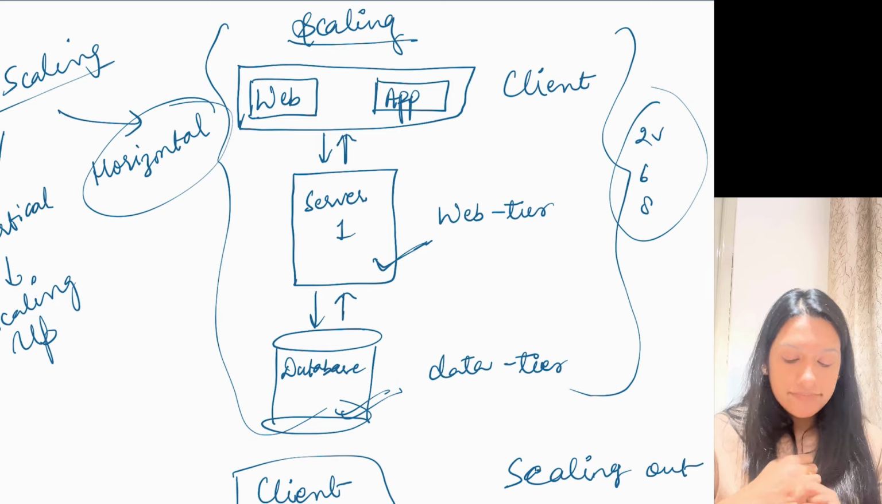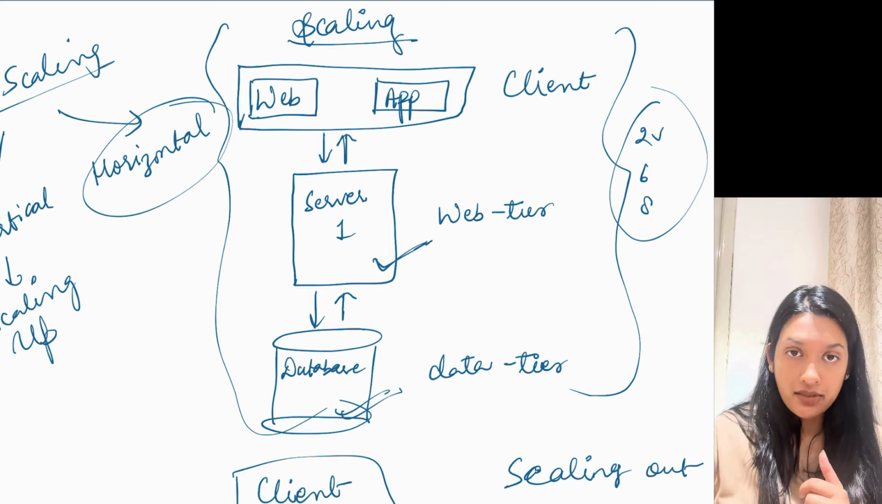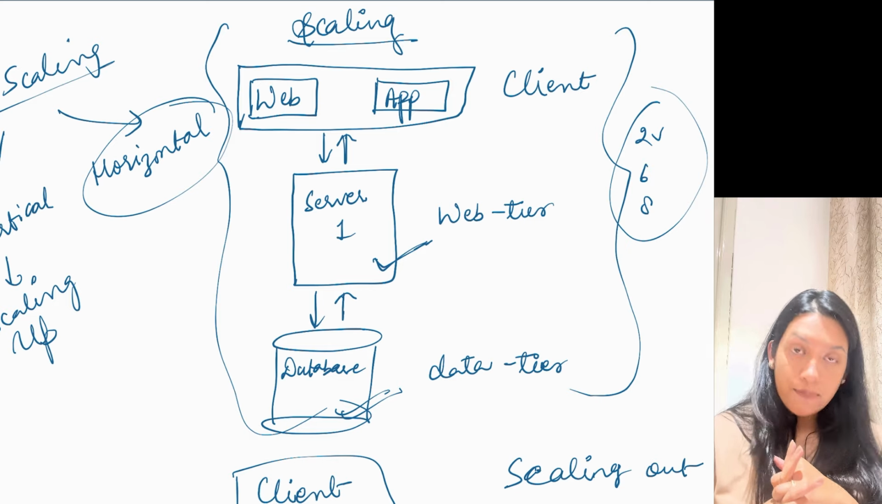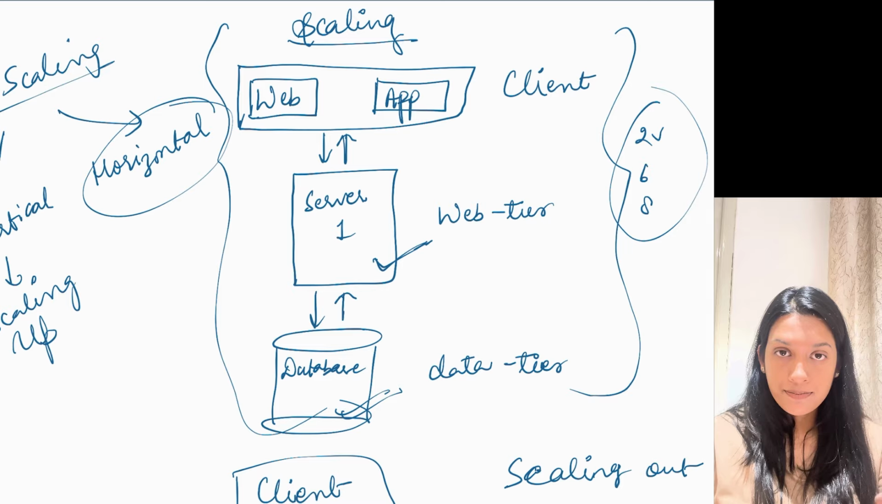For vertical scaling, pros would be it's easy to maintain, right? Maybe cost effective also we can say. And yeah, cons would be again single point of failure would be there. There would be a hard limit after which you can't scale up, right?